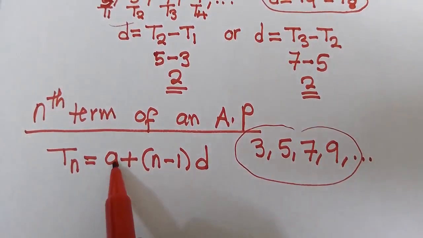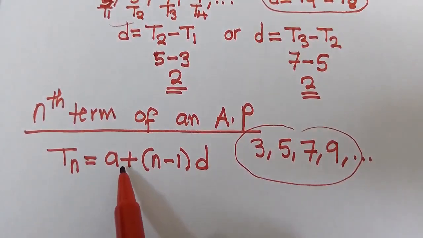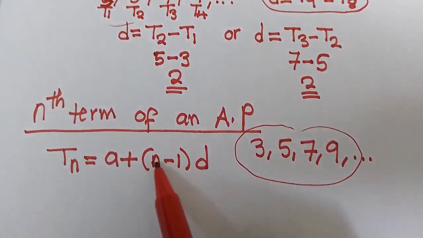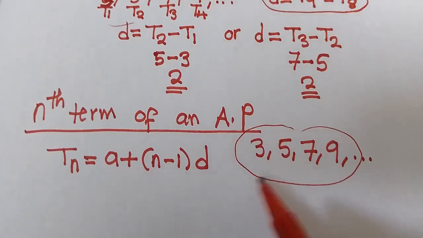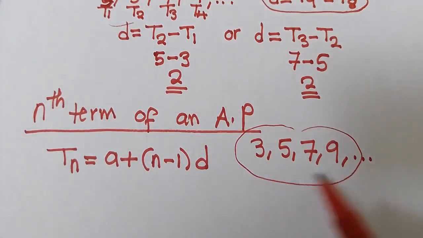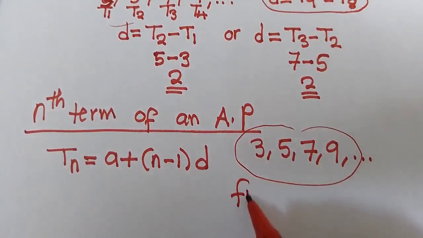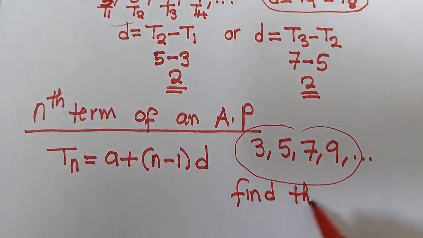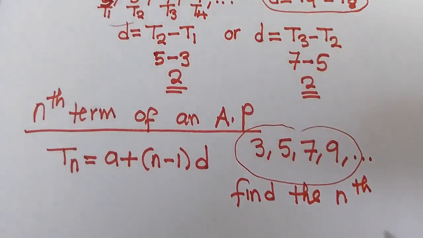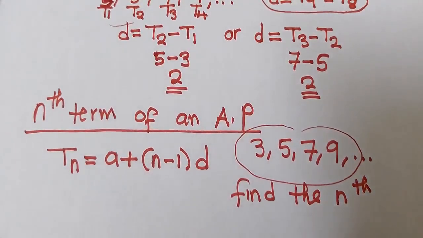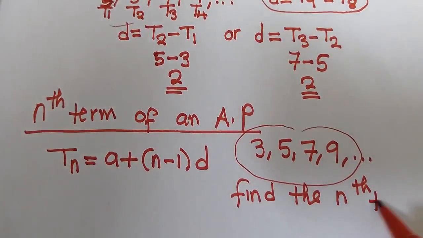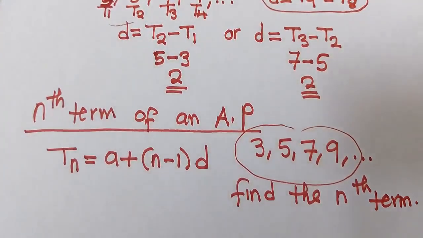A here is the first term. N is the number of terms you want to find. So you are given something like this. This is what you are given. Then the question is saying find the nth term. So how can you find the nth term? How can you calculate the nth term?